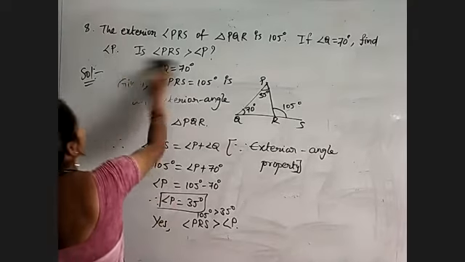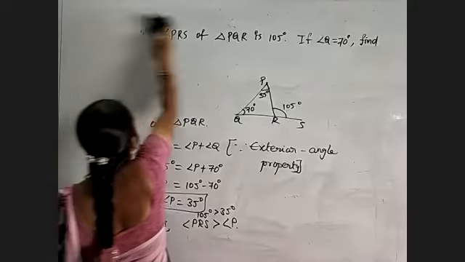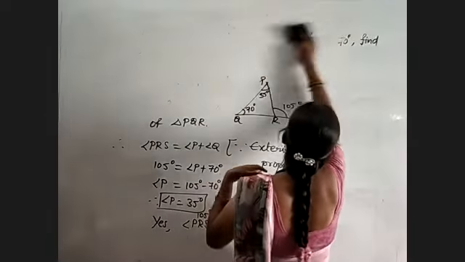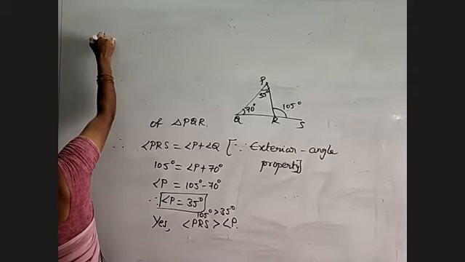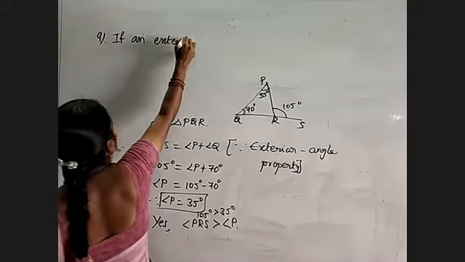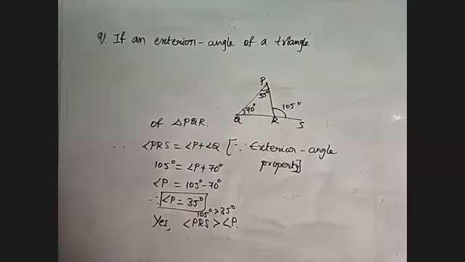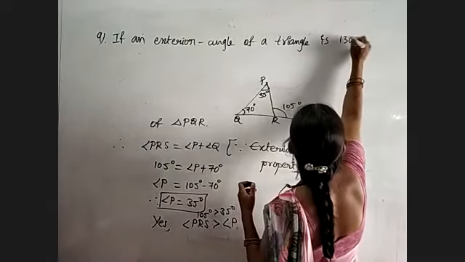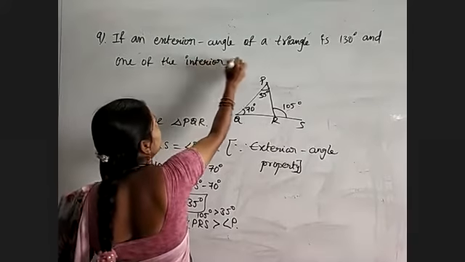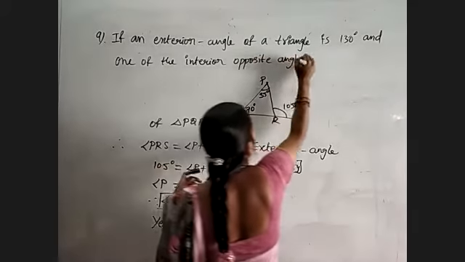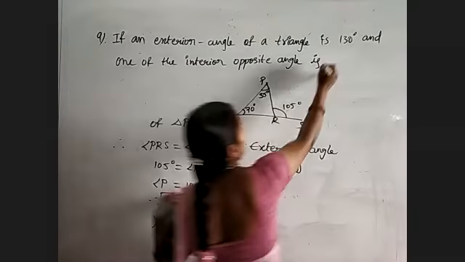Now coming to the next problem. If an exterior angle of a triangle is 130 degrees and one of the interior opposite angles is 60 degrees, find the other interior opposite angle.